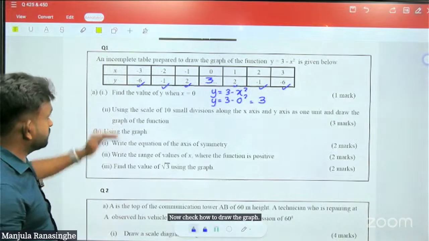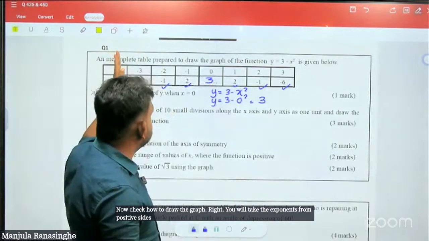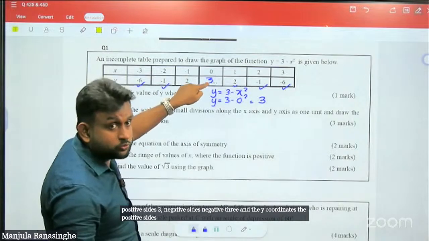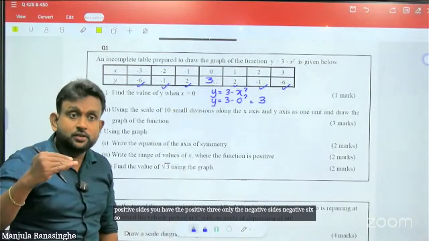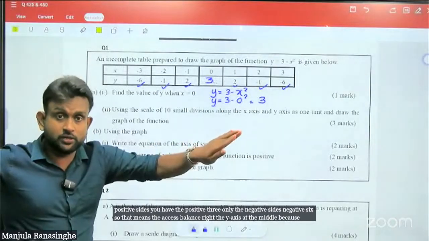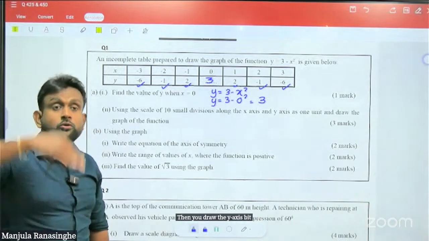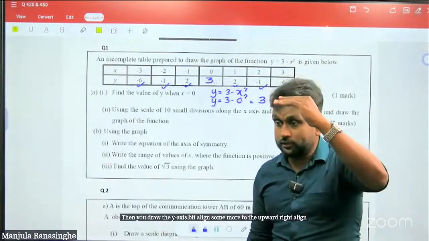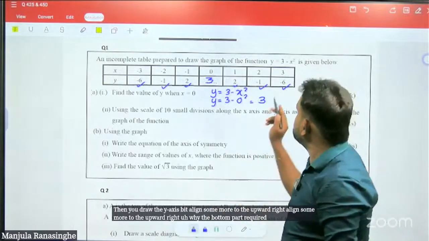Now check how to draw the graph. Right, you will take the x coordinates from the positive side 3, negative side -3, and for the y coordinates, on the positive side you have positive 3 only, the negative side -6. So that means the axis balance, right? The y axis at the middle, because both x terminals are equal. Then you draw the x axis a bit more to the upward side. Why? The bottom part requires more space, running to -6.